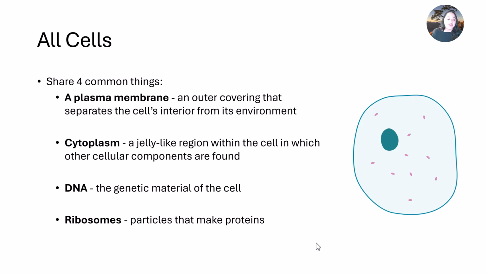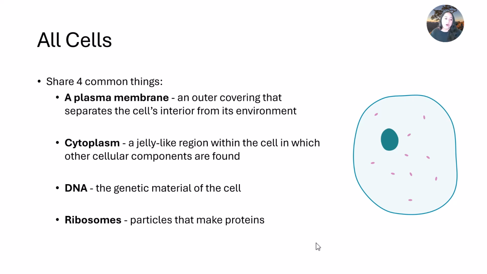Another thing that all cells have in common is DNA. DNA is the genetic material of the cell, and it's necessary for the cell to have instructions. It's the instruction manual for making things and for doing everything. Everything that needs to happen for a cell to live and do things is held in the instruction manual. That's the DNA.